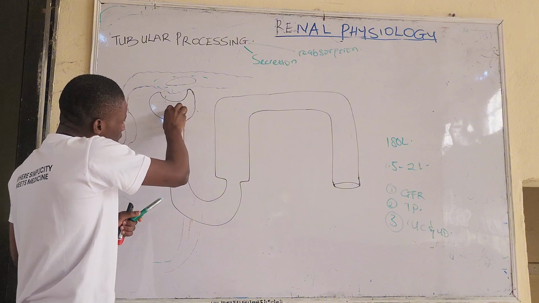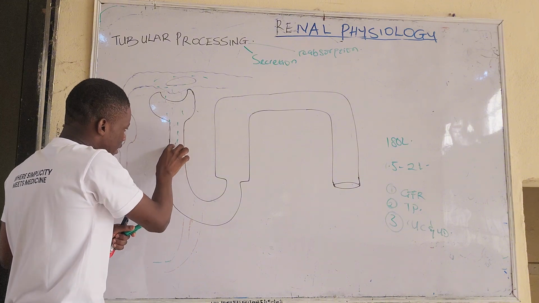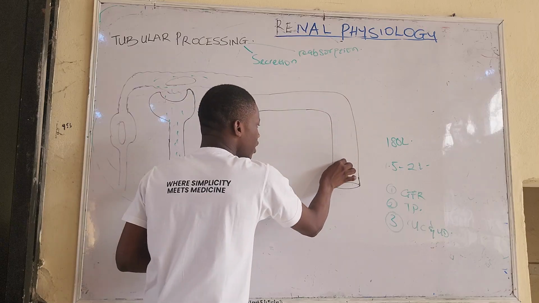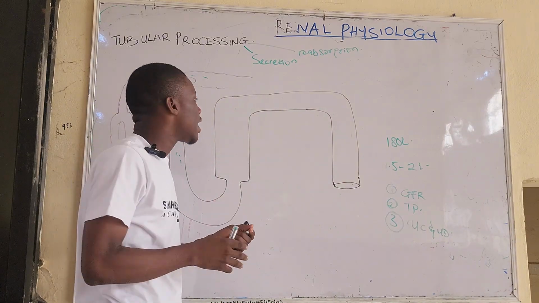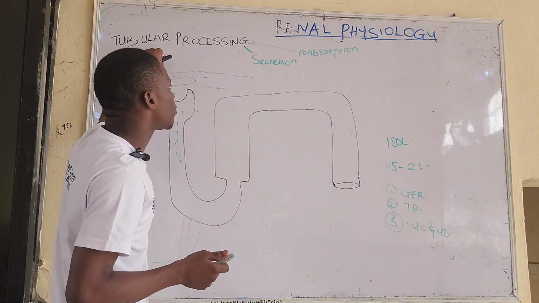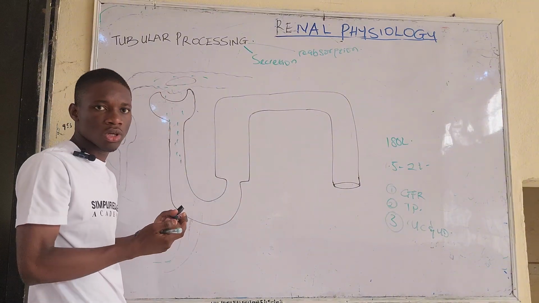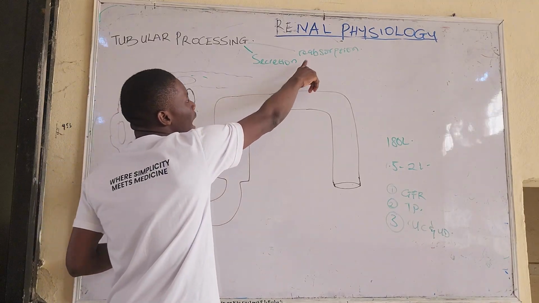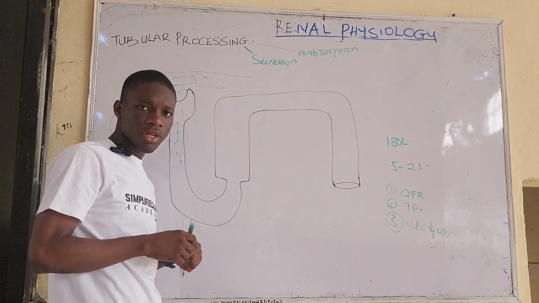Now, the process by which everything inside this nephron, as it flows like this, is modified to form urine, we can still call tubular processing of tubular fluid. And when we are processing tubular fluid, we are looking at two things: secretion and reabsorption. Are you following me?